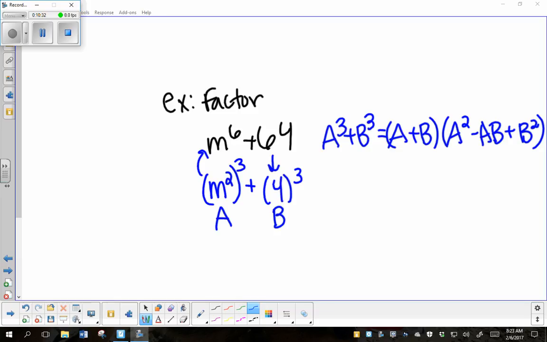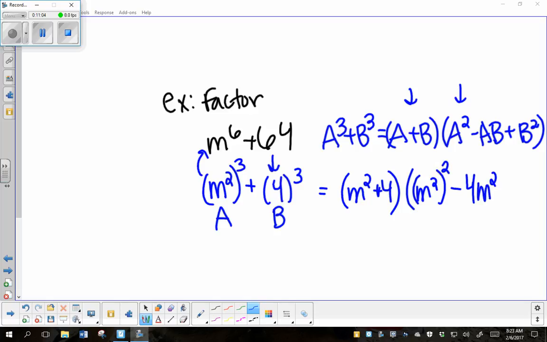All right, so let's write this out. First, I've got a plus b. So this is m squared plus 4. That's a plus sign right there. Sorry. And then I've got to write out this set of parentheses. So a squared, so I'm doing m squared, that's my a, and squaring it, minus ab, so minus m squared times 4, but I write 4m squared, right? 4m squared, plus b squared, so plus 4 squared.